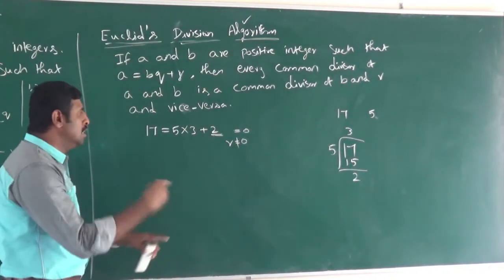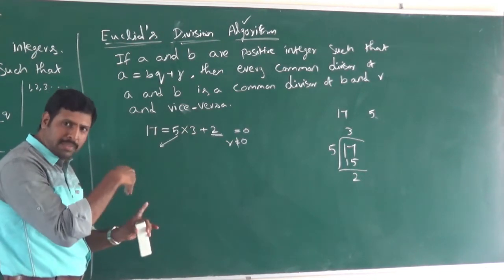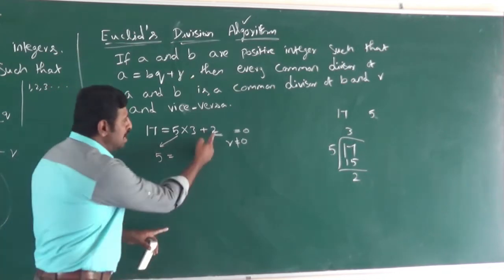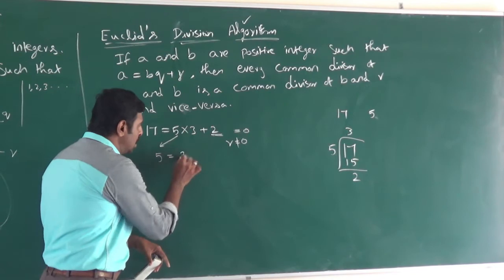Then we take the 5 to this side. The divisor becomes the dividend. So 5 is equal to. Then the remainder becomes the divisor. Here I took 2.